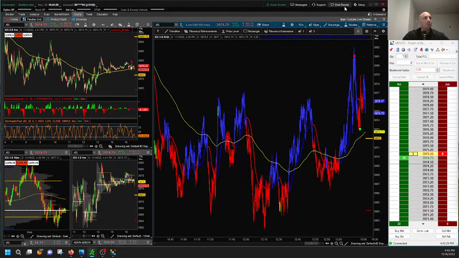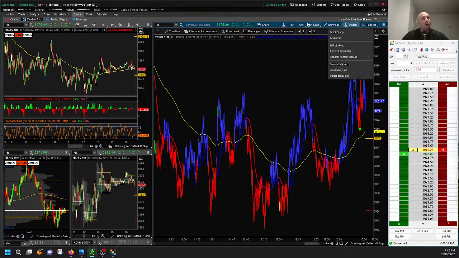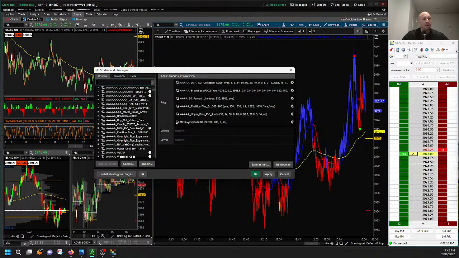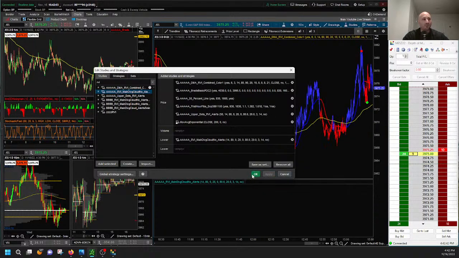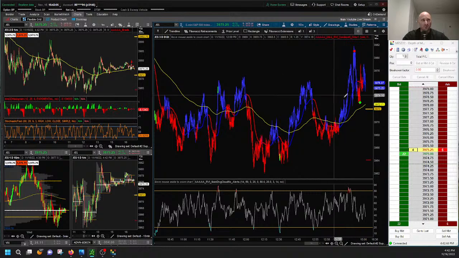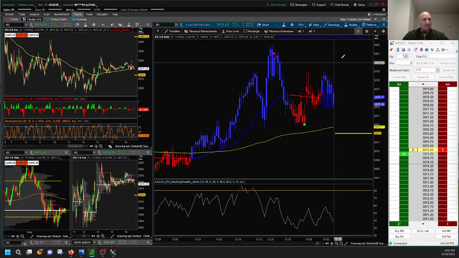Okay. And we're going to add an RVI. Now, I like the RVI with the 512 tick chart. It gives better signals for divergences, things like that. But again, these are major scalp type of trades, so that's why we're going to a lower time frame.